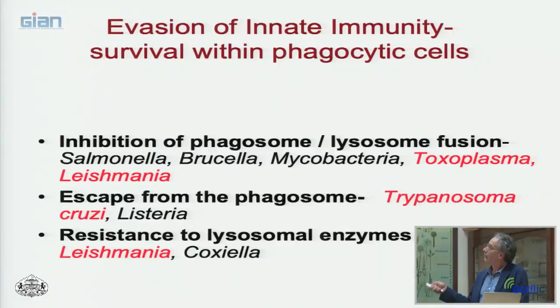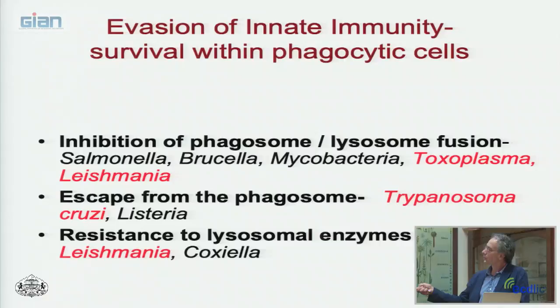And we're going to discuss this a lot in the context of leishmania. Just some general points in terms of various microbial pathogens. The ones in red are parasitic eukaryotic pathogens. Evasion of innate immunity. How do they survive within phagocytic cells? They can inhibit the fusion of a phagosome and a lysosome. So toxoplasma does that, as we'll see, leishmania can do that.